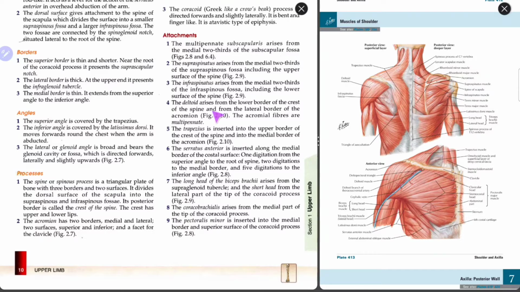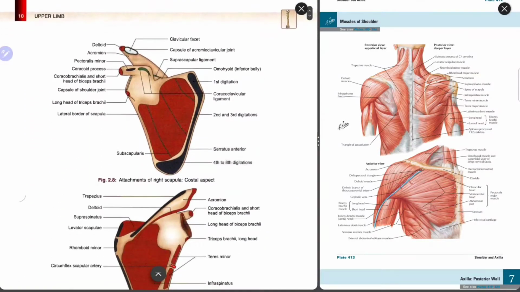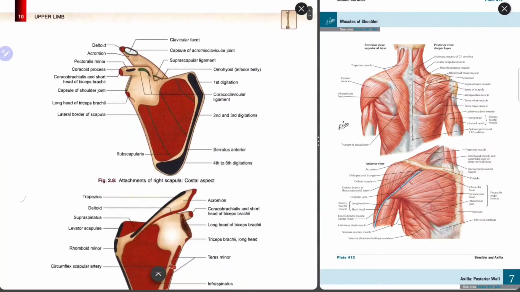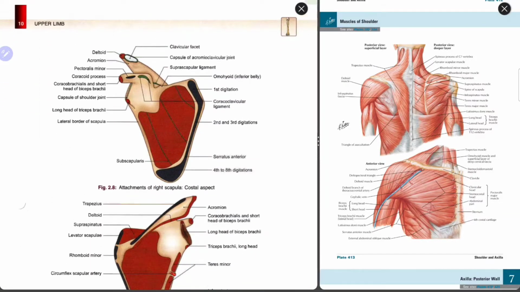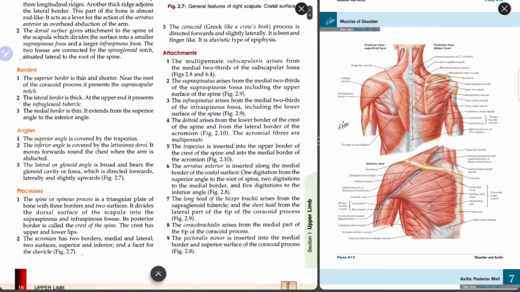Now, the deltoid arises from the lower border of the crest of the spine. This is the lower border of the crest of the spine. And from the lateral border of the acromion. This is the lateral border of the acromion, originating the deltoid. You can appreciate the deltoid muscle here. This is the deltoid muscle. The acromial fibers are multipennate.